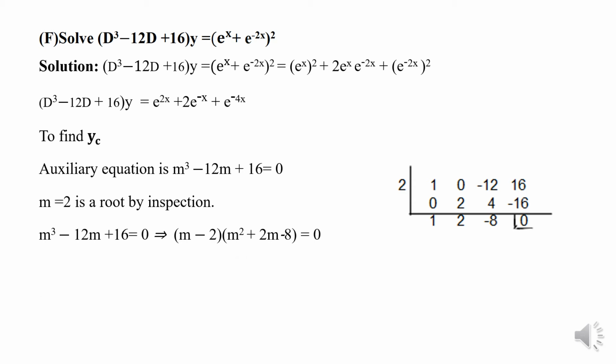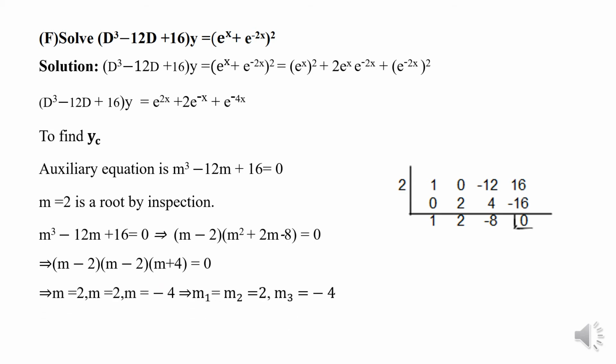So m minus 2 into m minus 2 into m plus 4 equal to 0. By factorizing this we get m minus 2 into m plus 4. So the solutions are m equal to 2, m equal to 2, m equal to minus 4. That implies two roots, m1 equal to m2 equal to 2. They are real and equal. And the third root is minus 4, that is distinct.